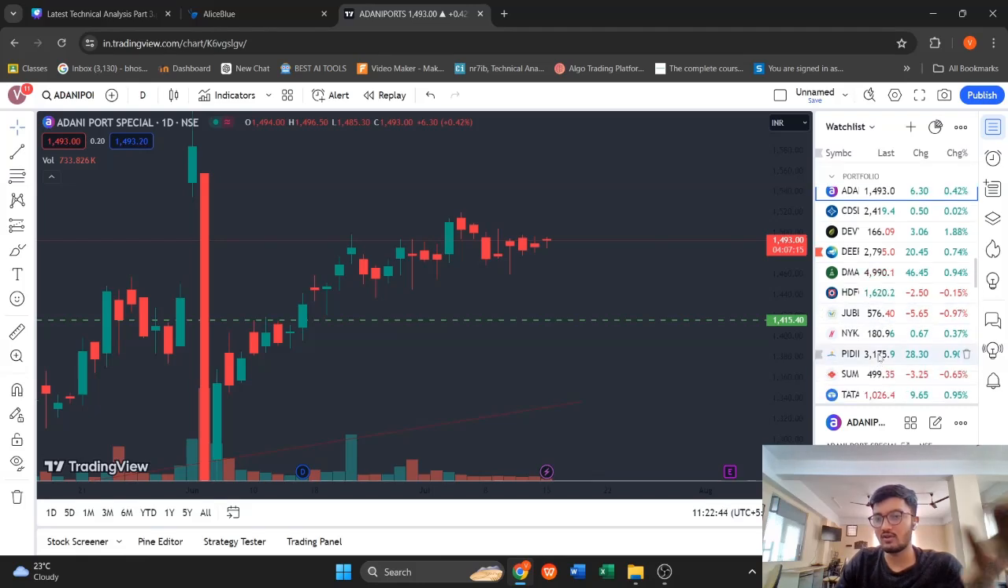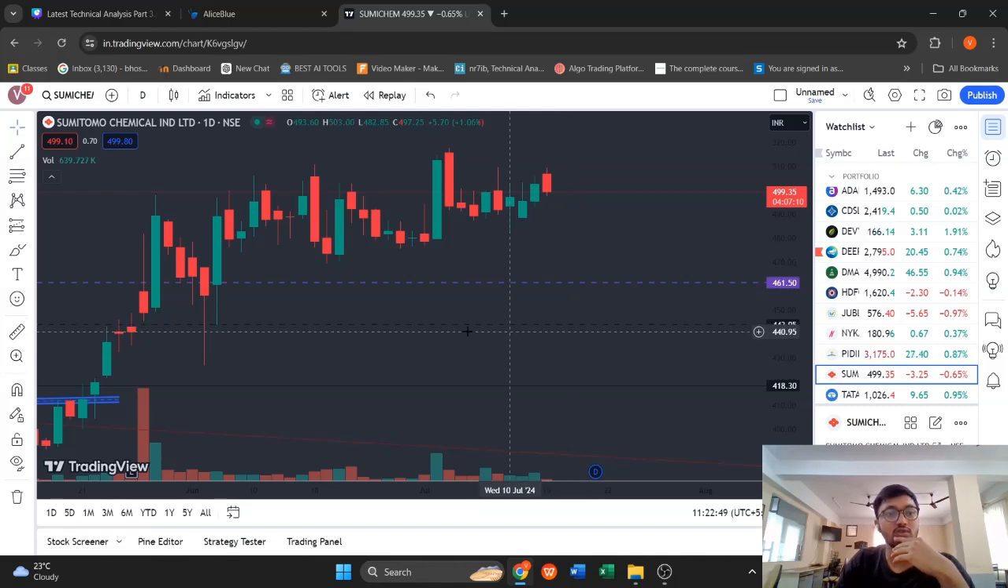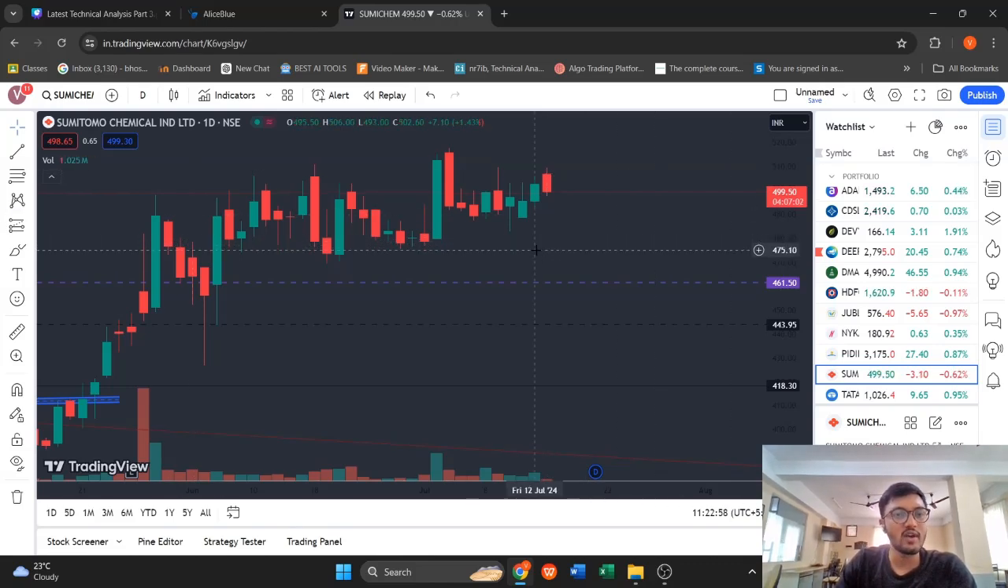And let me talk about a non-FNO stock which has low volume. So this is Sumitomo Chemical, and you can see the stock price is around 500 rupees. The volume here is around 1,71,000 shares. So this is the difference between an FNO stock and a non-FNO stock. FNO stocks usually have more volume. The market capitalization is much bigger. The companies are trusted enough, and that's why you can trade them in options.